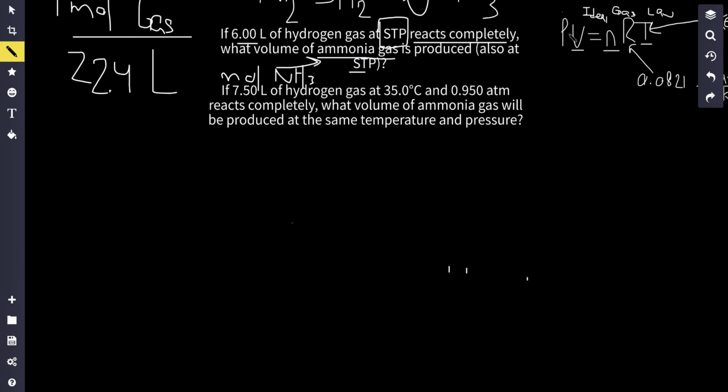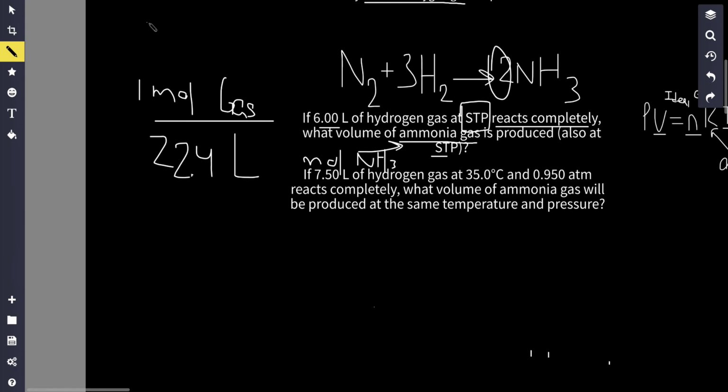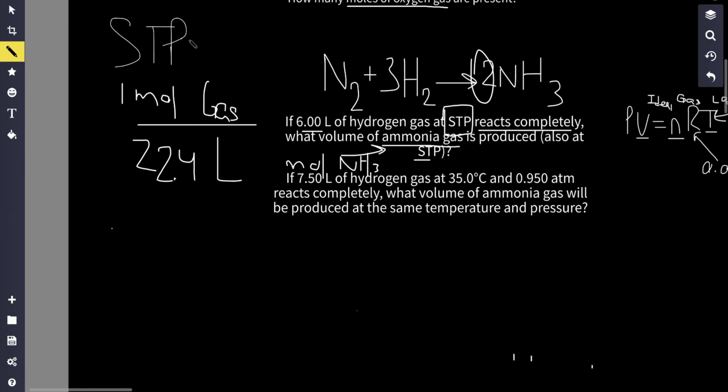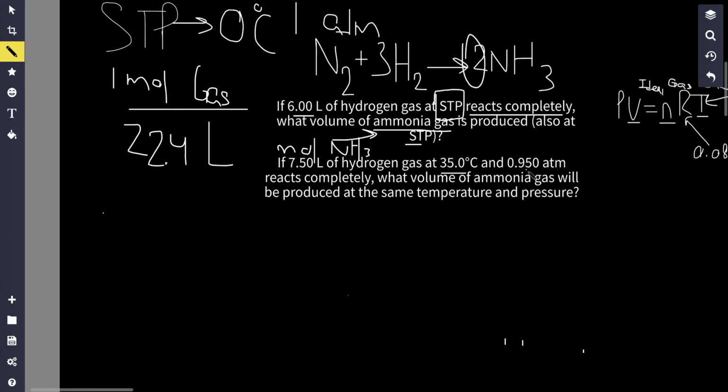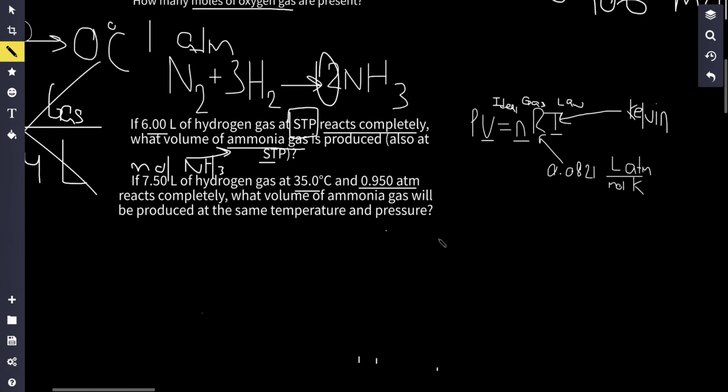Notice how for problem number 1, it says that we are at STP. So then we can use this conversion factor. This conversion factor can only be used at STP. STP conditions, by the way, are 1 atm for pressure. However, notice how for the second problem, we aren't at STP, so we cannot use this conversion factor. Instead, we have to use the ideal gas law.